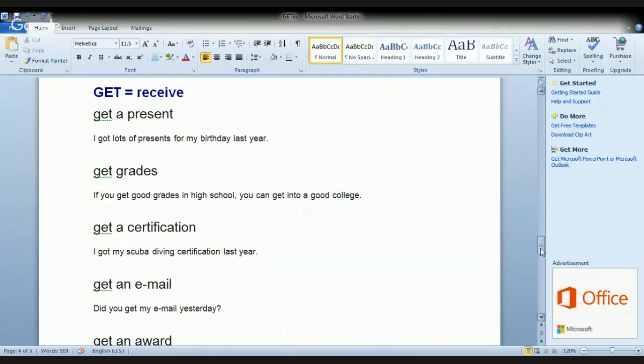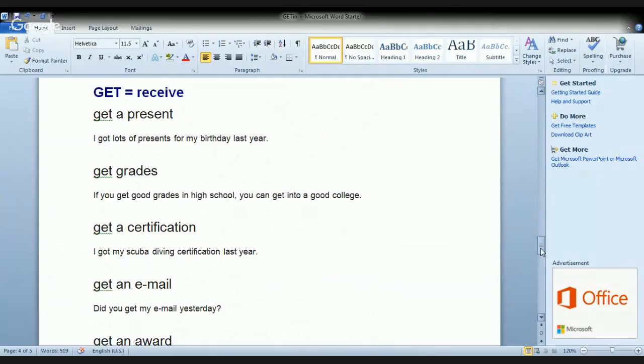The next says get grades. Grades are those when you're at school and they tell you if you're doing good or not, basically. The difference between grades and marks is that marks are used, they use numbers with marks, and grades they use letters. Okay, so if that makes sense, at least that's what someone told me.